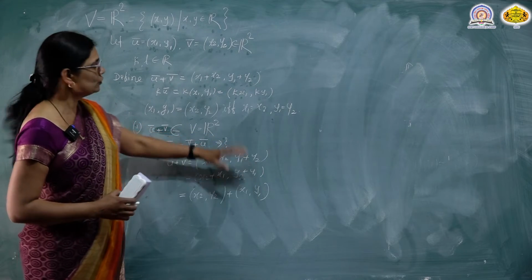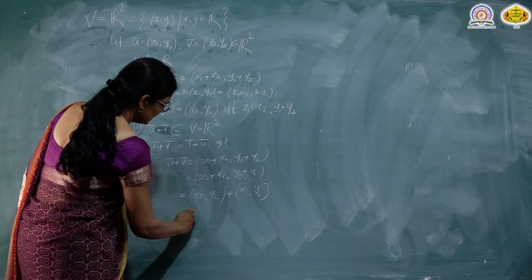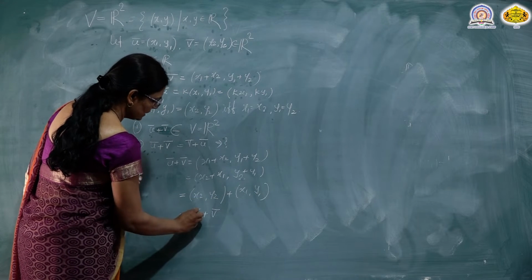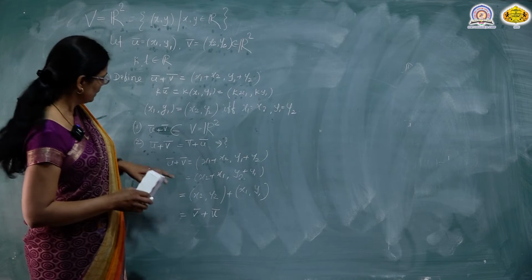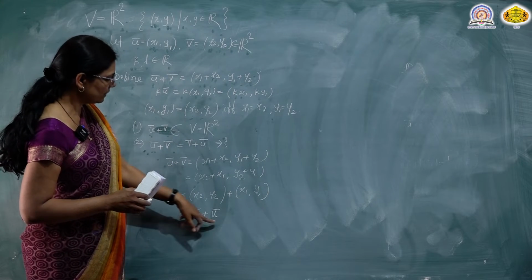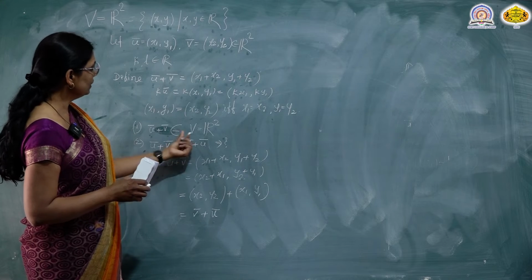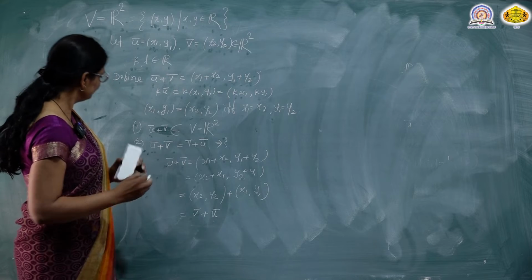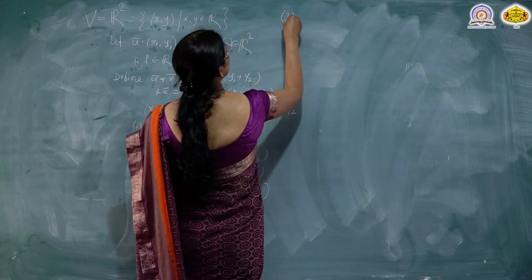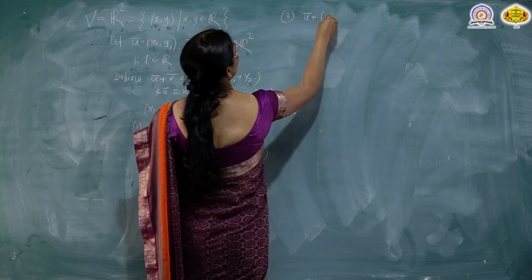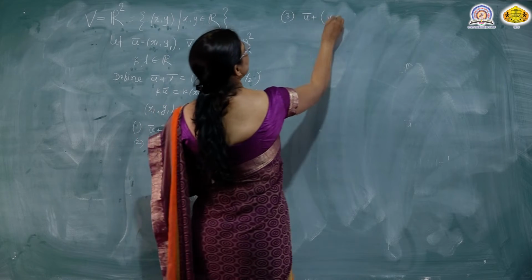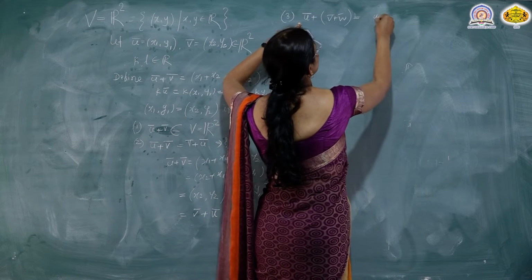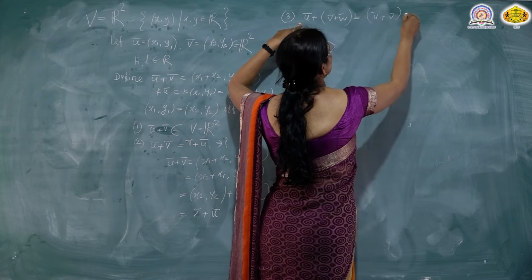Addition of these two vectors, we use the definition, so U bar plus V bar is equal to V bar plus U bar, that is, addition in R2 is commutative. Third property is associativity: U bar plus V bar in one bracket plus W bar.